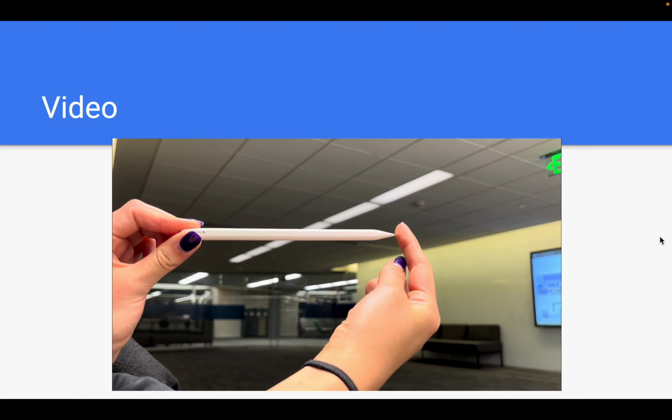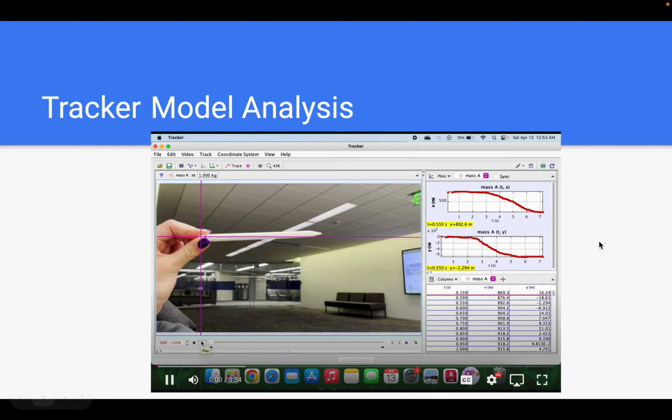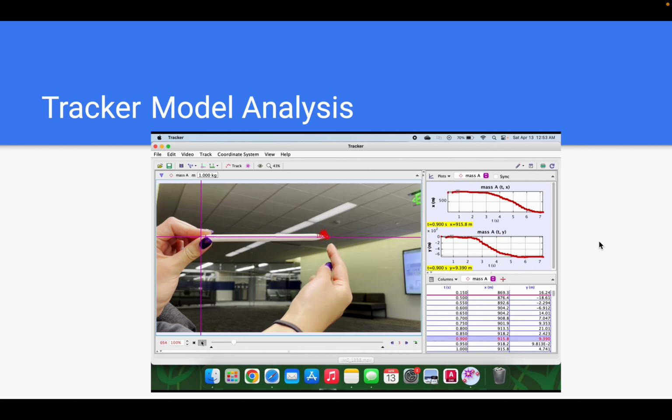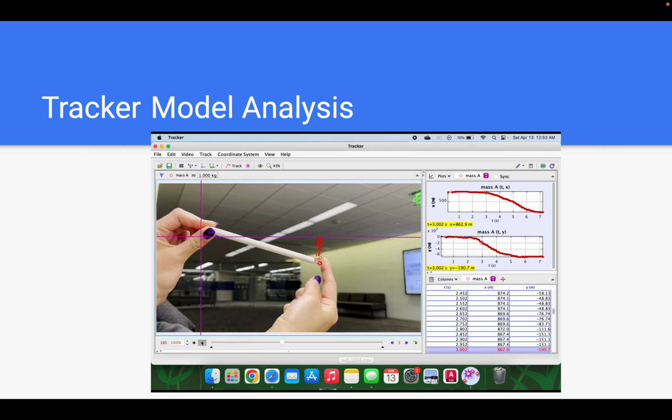Alright, so here's the video that I did. Basically, it's just pushing an Apple Pencil down, and then we see the torque happening. And then here is the tracker model analysis, so we can see where the actual force is being applied and then how it's moving down, and then we see the torque actually happening.